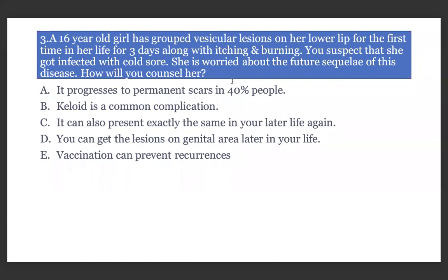A, it progresses to permanent scar in 40% people. B, keloid is common complication. C, it can also present exactly the same in your later life again. D, you can get the lesion on genital area later in your life. E is vaccination can prevent recurrence. C. D is the right option.